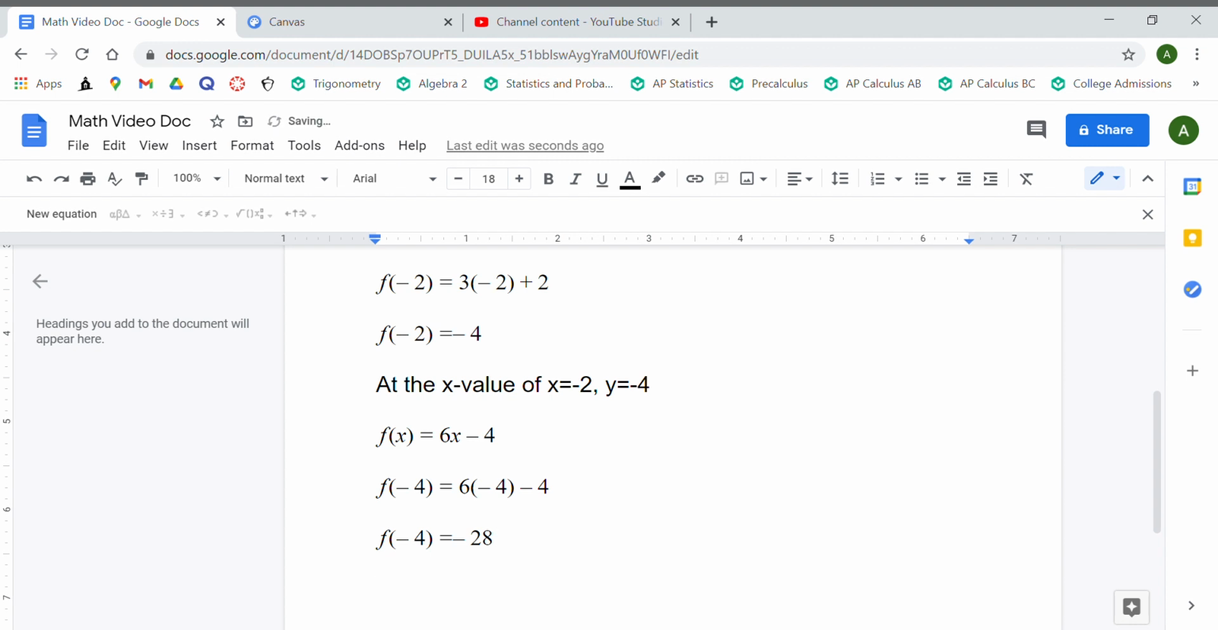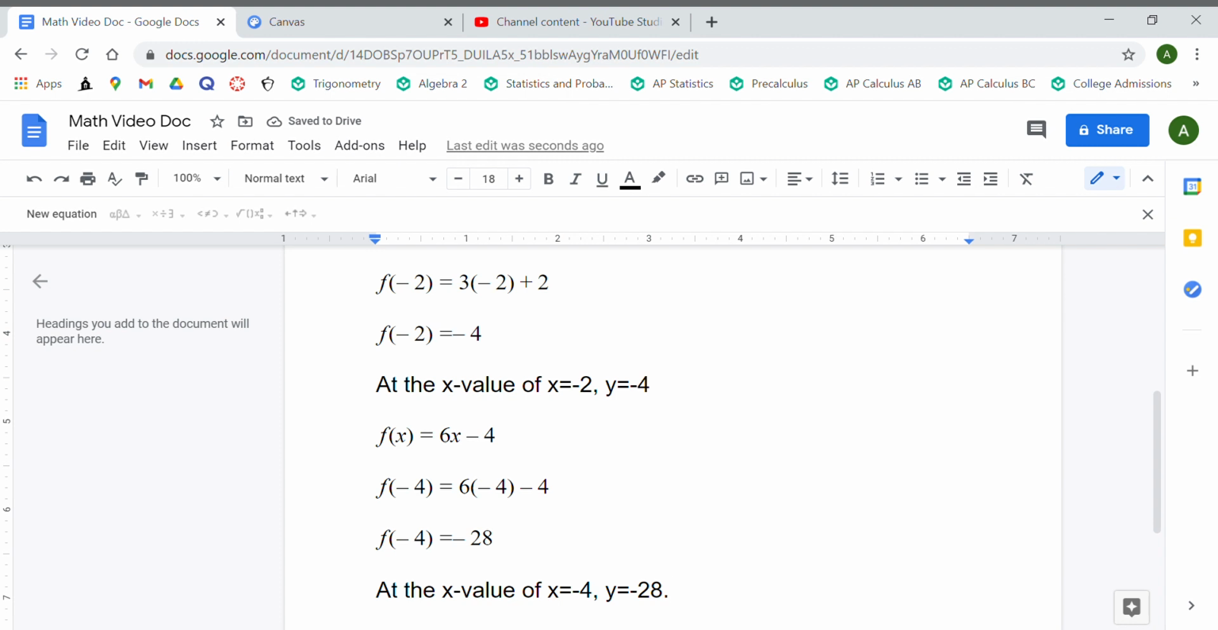Now that we have the answer, why don't you try and interpret this? So pause the video and try to come up with an idea of what this thing really means here. Okay, so we have f of -4 equals -28. So the x value is -4. So at the x value of x equals -4, y equals -28.